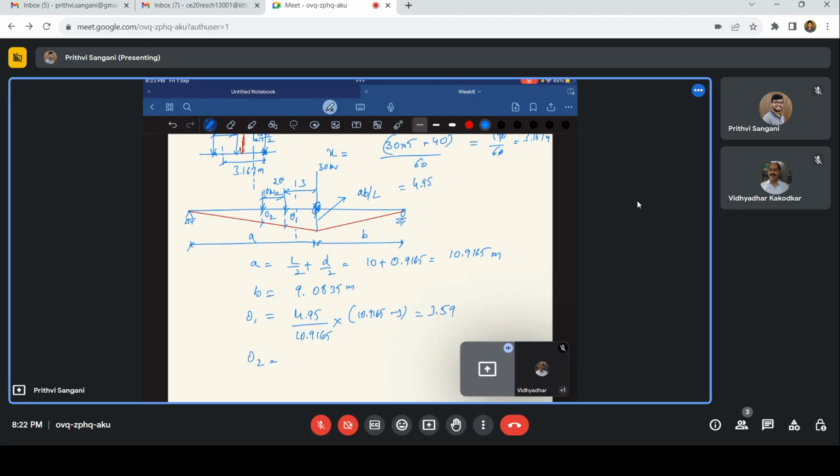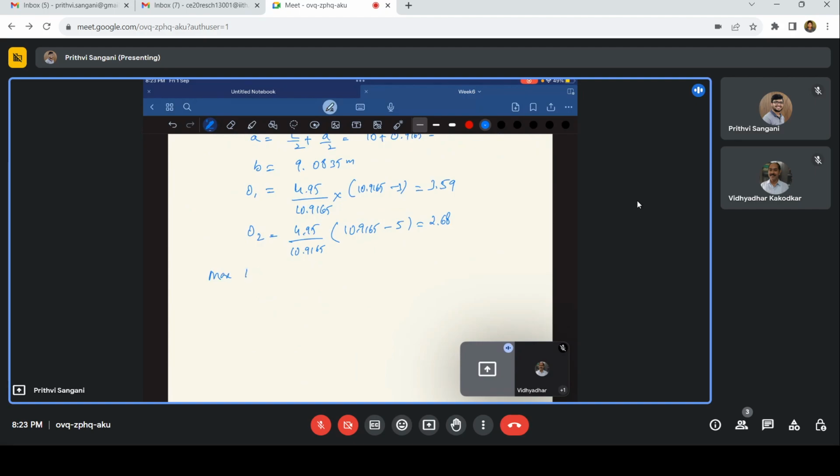What about O2? O2 is going to be the same thing, 4.95 divided by 10.9165, multiplied by 10.9165 minus 5. That is going to be 2.68.